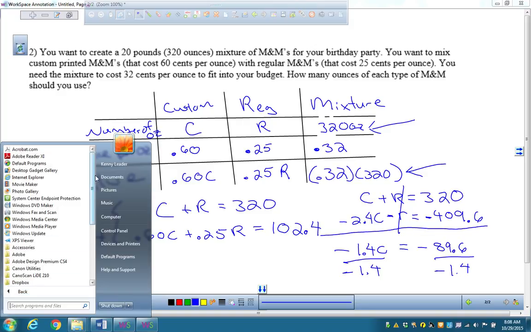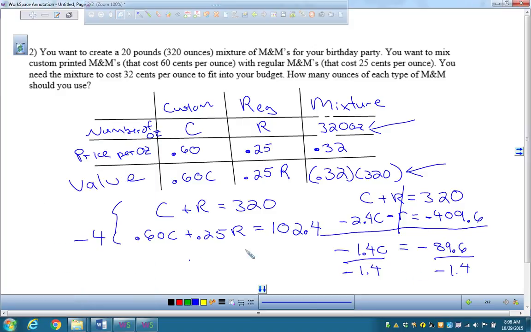Let's find a calculator. What do you get? 64. Exactly. Okay. So when I do that, I get C equals 64. Right? And then I could just take that and plug it back in here.